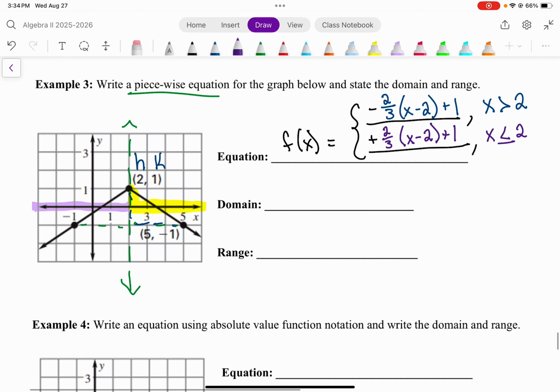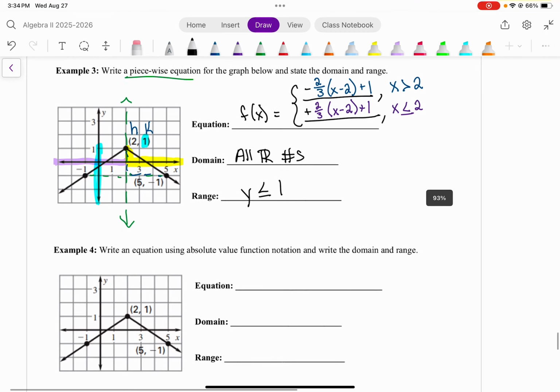Okay, then we're going to answer our domain and range. Just like before, the domain is all real numbers. And our range, if we look, remember range is our y values. So our y starts at 1 and then goes down. So that means our range, y, is going to be less than or equal to 1. Okay, that was example 3.